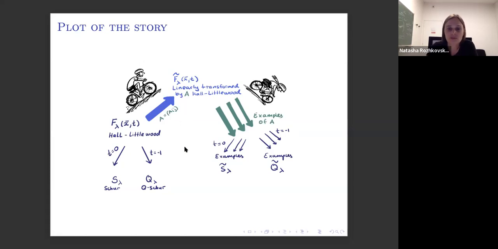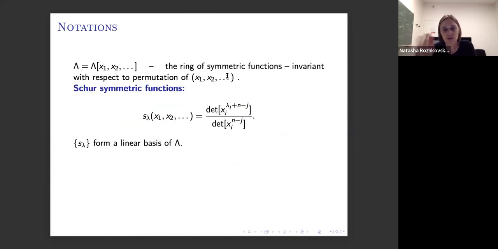Since we are going to talk about symmetric functions, all notations are going to be in the language of symmetric functions. So Lambda is going to be the ring of symmetric functions. These are polynomial kind of functions. We can think about them as polynomials which do not change if we permute the variables. And Schur symmetric functions are the famous example, very important, which comes from representation theory. This is the combinatorial definition. They have different applications, and in particular, they form a linear basis of this ring.